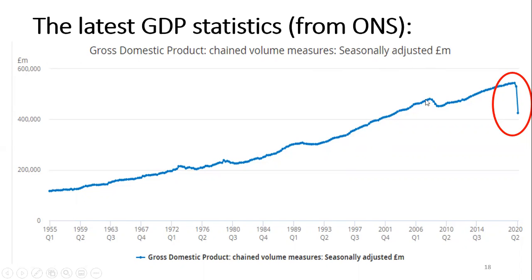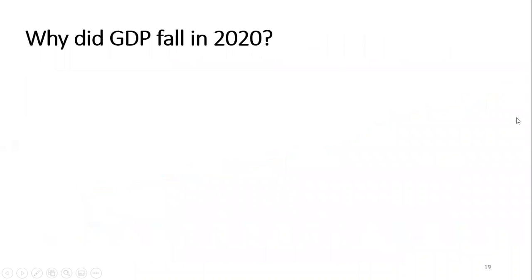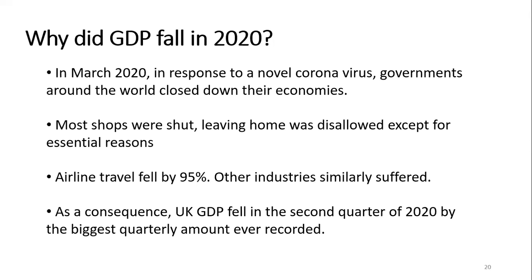We can see it was trending upwards, then all of a sudden we fall into a cliff. So question, why did GDP fall in 2020? What caused national income to decline in 2020? And the answer, as we know, is because there was a shutdown, a great shutdown that meant lots of businesses were forced to close. And that was in response to the coronavirus, which you may have heard about, where governments around the world shut their economies.